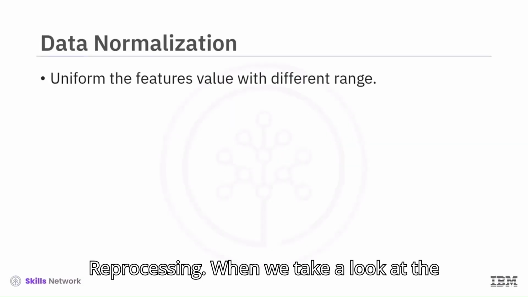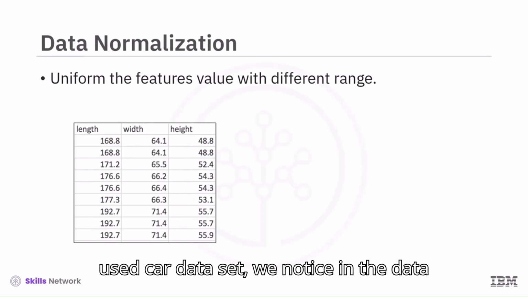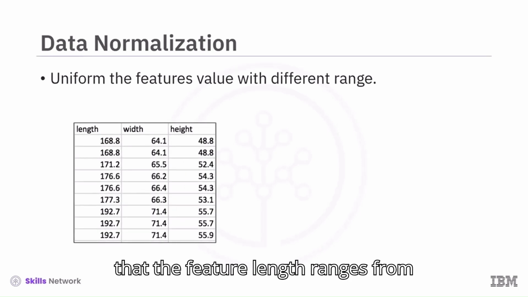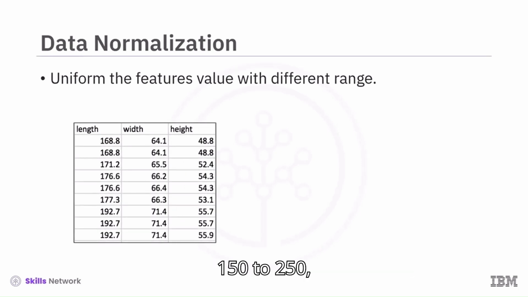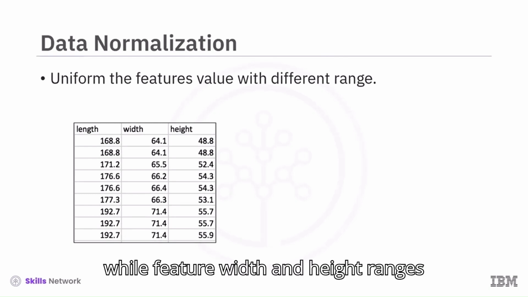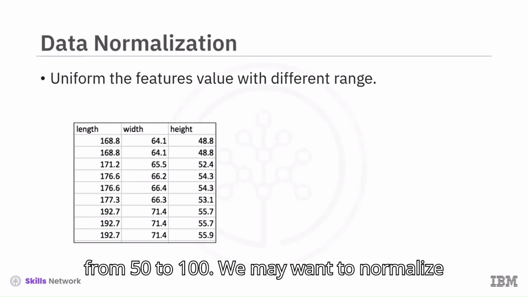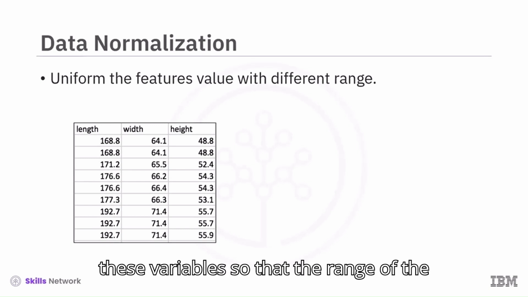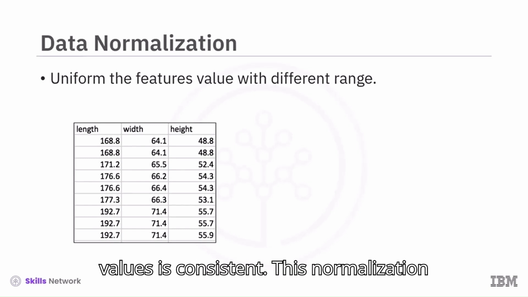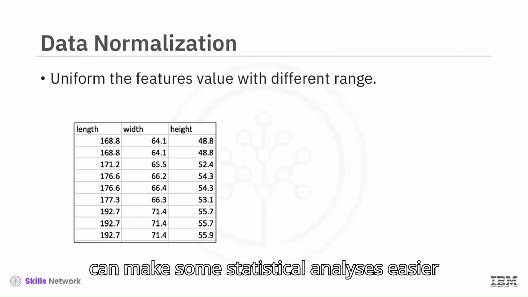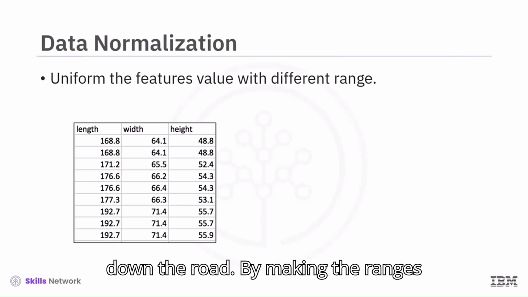Preprocessing. When we take a look at the used car dataset, we notice in the data that the feature length ranges from 150 to 250, while feature width and height ranges from 50 to 100. We may want to normalize these variables so that the range of the values is consistent. This normalization can make some statistical analyses easier down the road.